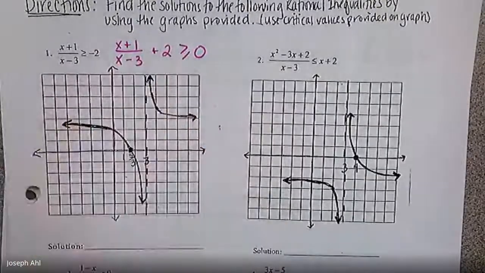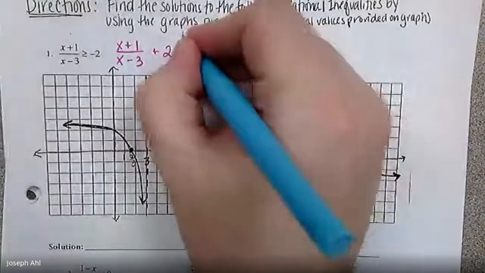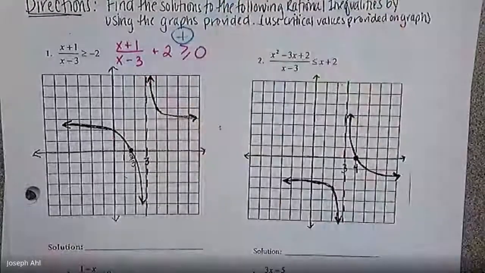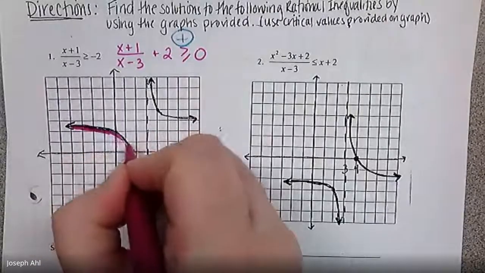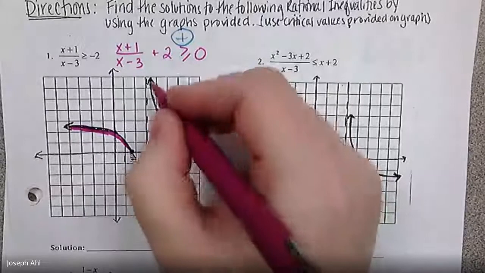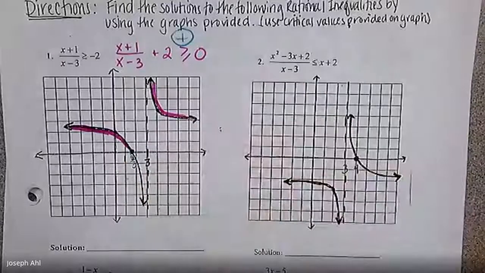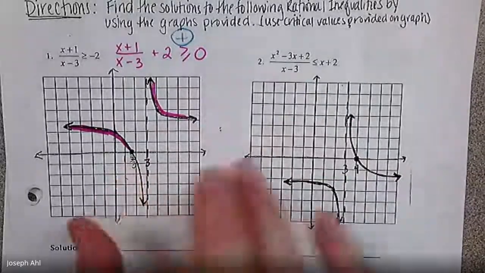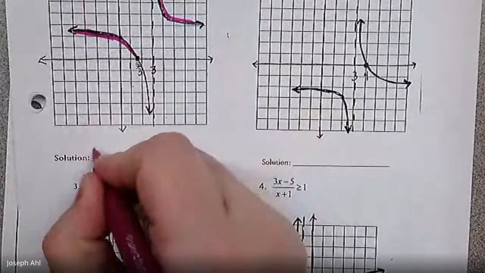So if I want to know where this is greater than or equal to 0, I'm looking for where the graph is positive. And positive means where it's above the x-axis. You can see that the graph is positive in this section right here up until the x-intercept at 5/3. And it goes negative, so we don't want to include that. But then all of this region up here is going to be positive as well. So the solution to number 1, just looking at the graph, is negative infinity to 5/3.